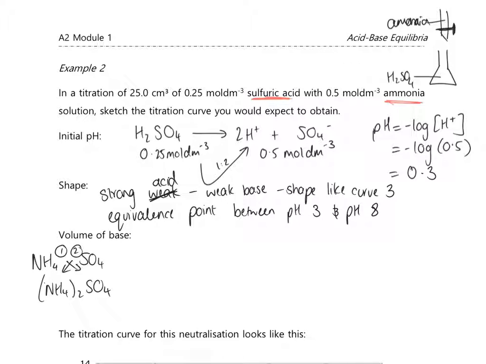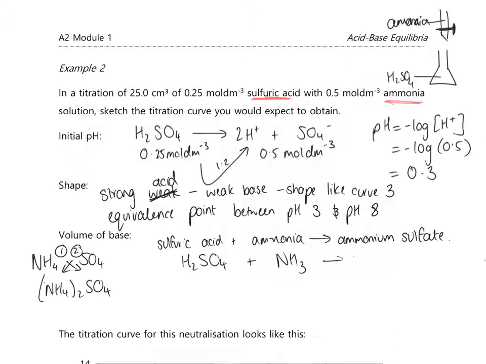So if you want to write a word equation, sulfuric acid plus ammonia gives us ammonium sulfate and no water or anything like that. So you've got your H2SO4 reacting with ammonia, which is NH3, to give us ammonium sulfate, whose formula we just worked out. Is that balanced? No. So what do I need to do? Yep, just put a 2 in there and that's us balanced.